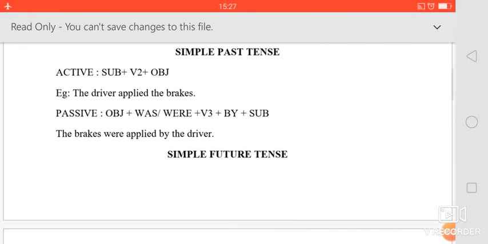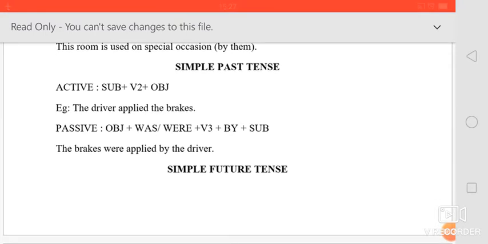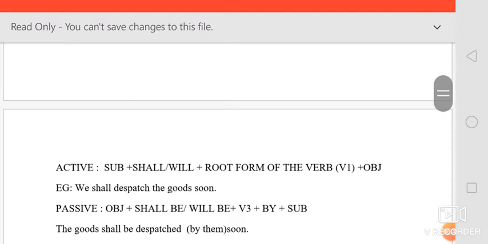So how will it be written? The brakes were applied by the driver, since brakes are many, it is were. Okay, so that becomes the simple past tense. Now let's move on to the simple future tense.